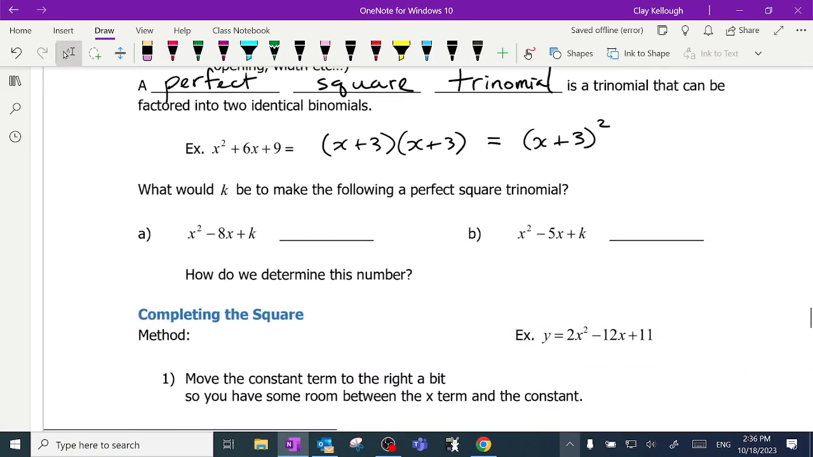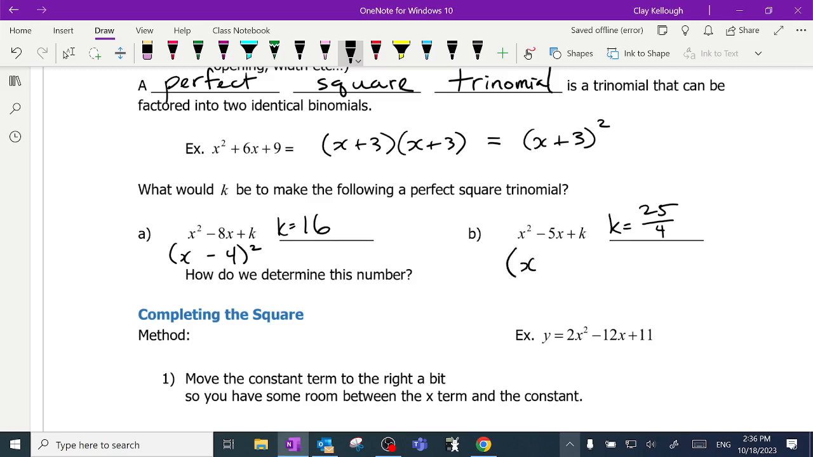And here's the same little activity we just did. If I told you this had to be factored into a perfect square trinomial, what number does k have to be? Well, k would have to be 16, so that this would factor into x minus 4 squared. And this k would have to be half of negative 5 squared, which is 25/4. So I guess I should say k equals 25/4, so that this thing factors to x minus 5/2 squared.